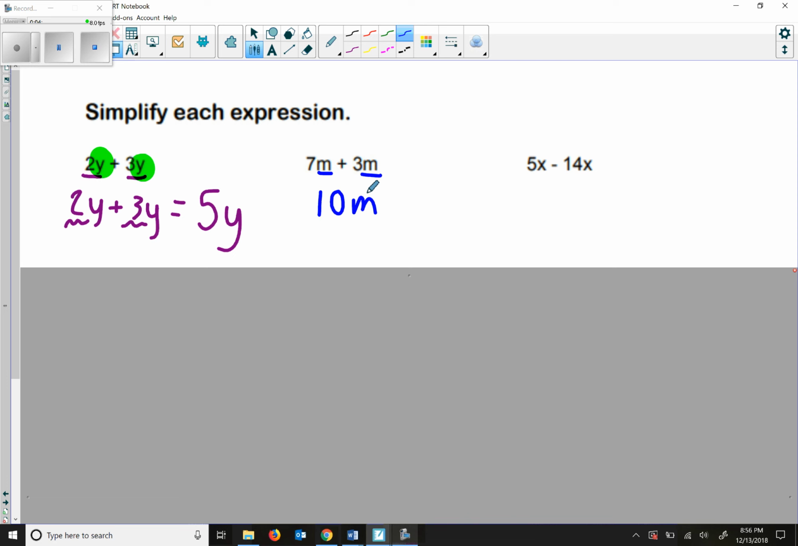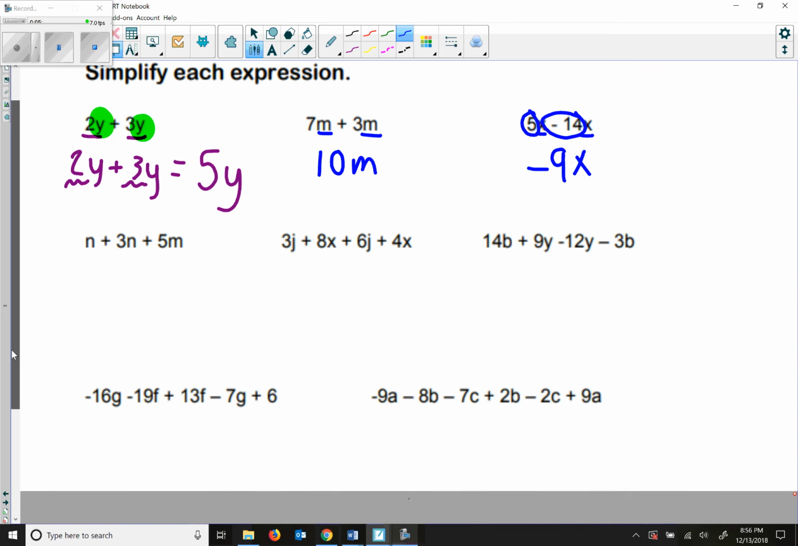Okay, now our third example, we have 5x and 14x. Since we have the same variable, we can end up subtracting those. So we would end up with negative 9x, because 5 minus 14, we subtract them, we end up with -9.